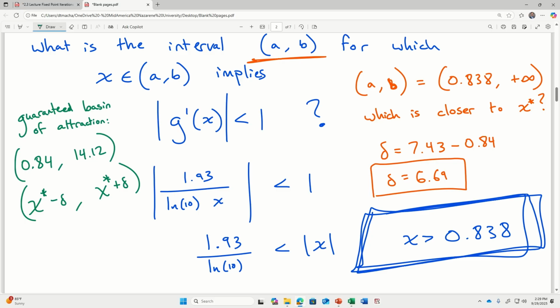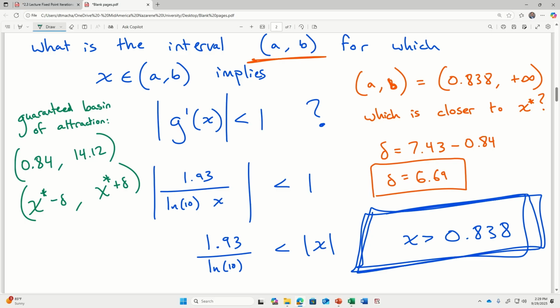So a few things to notice. This is not my guaranteed basin of attraction. This is just the interval where g prime of x has an absolute value less than 1. But there are going to be numbers between 14 and infinity that don't converge, okay? So this is not the basin of attraction. This is the guaranteed basin of attraction, but it's not necessarily the whole basin of attraction.